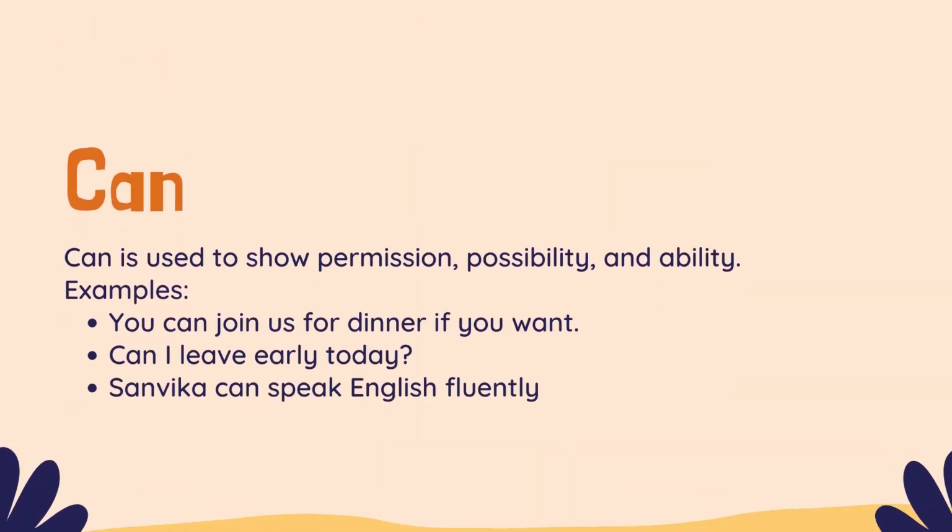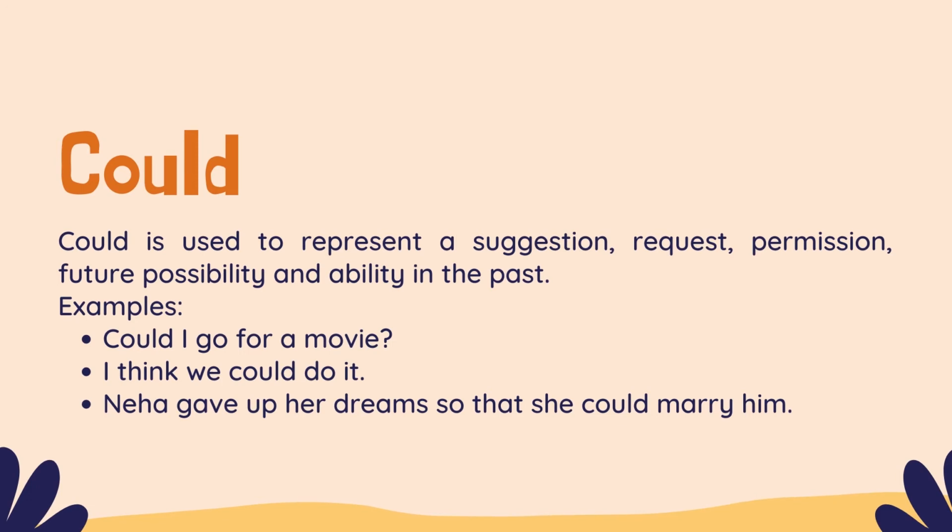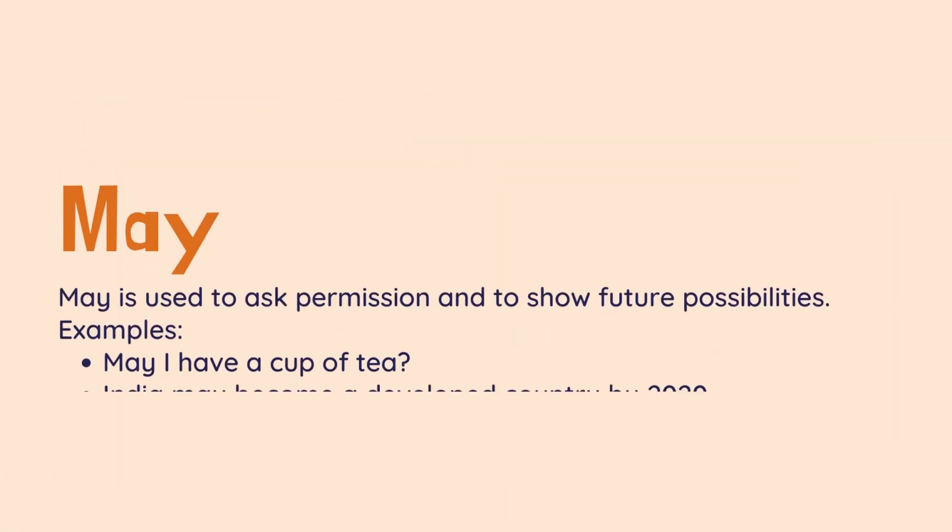Can. Can is used to show permission, possibility, and ability. You can join us for dinner if you want. Can I leave early today? Sanvika can speak English fluently. Could. Could is used to represent a suggestion, request, permission, future possibility, and ability in the past. Could I go for a movie? I think we could do it. Neha gave up her dream so that she could marry him.